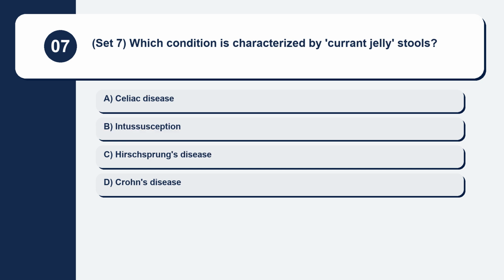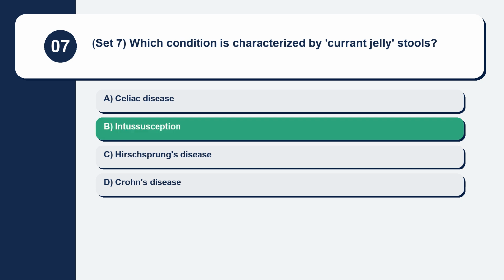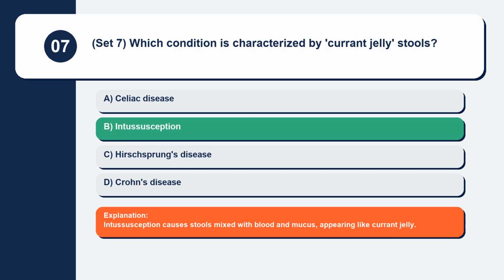Question 7. Set 7. Which condition is characterized by currant jelly stools? Celiac disease, intussusception, Hirschsprung's disease, Crohn's disease. Intussusception causes stools mixed with blood and mucus, appearing like currant jelly.